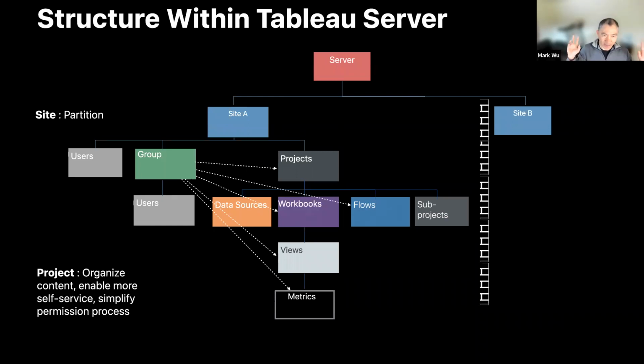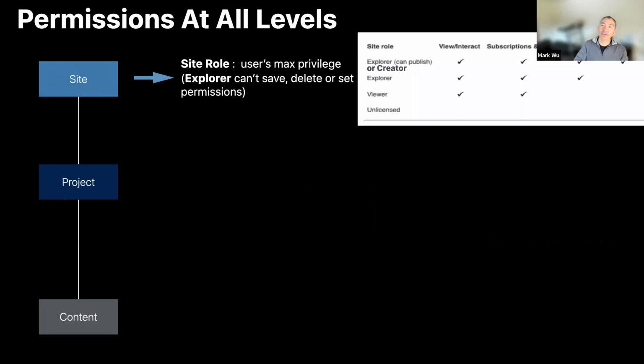Site, conceptually, is a partition. It is a pretty solid partition. At this point in time, nothing can be shared across sites. Project, on the other side, is more like a bucket or folder to organize your content and also enable more self-service, because of the project level permission or project leader special privilege, which we'll talk more about later. Let's dive into each level, site, project, and content, from a permission perspective.